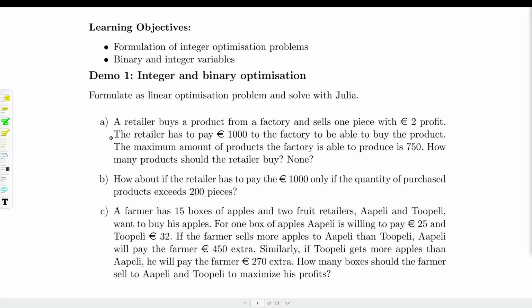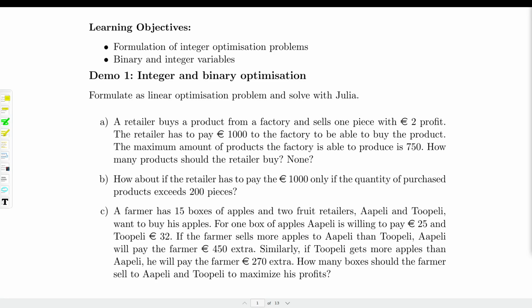In part A, a retailer buys a product from a factory and sells one piece with €2 profit. The retailer has to pay €1,000 to the factory to be able to buy the product, and the maximum amount of products the factory is able to produce is 750. And the question is, how many products should the retailer buy, if any?